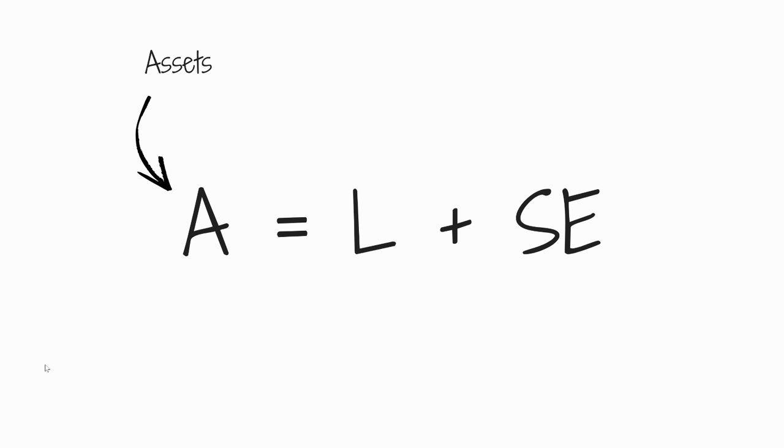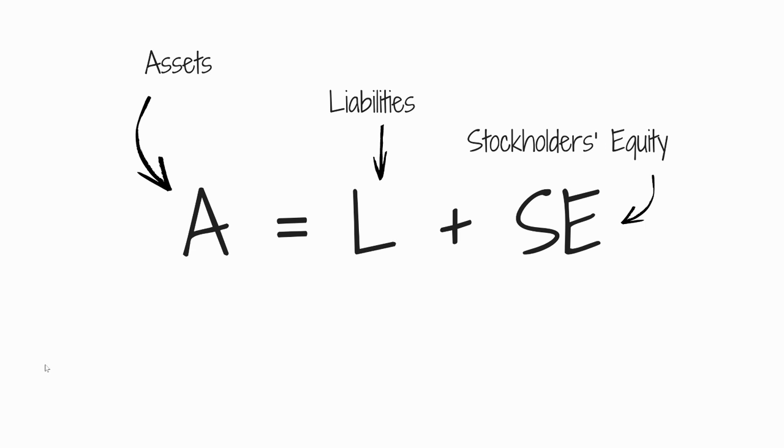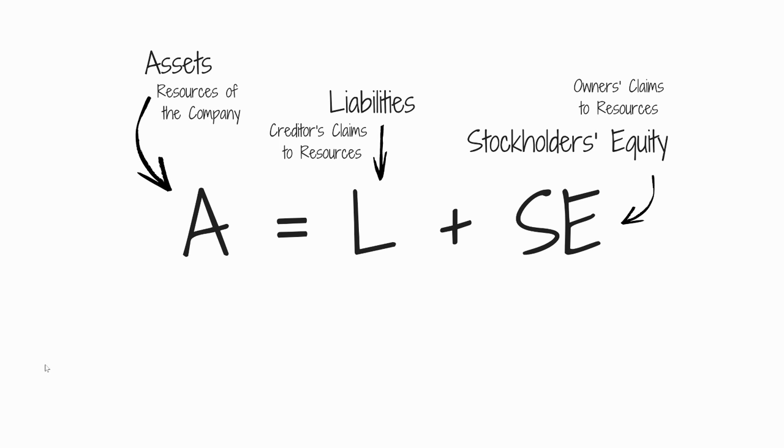Now, what does that mean? Well, A stands for assets, L stands for liabilities, and SE stands for Stockholders' Equity. Assets are the resources of the company. Liabilities are creditors' claims to the resources. And stockholders' equity is the owner's claim to the resources.